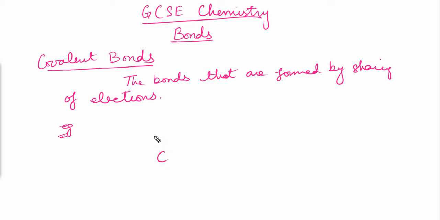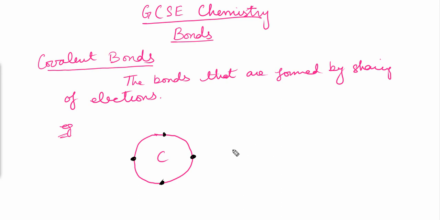For example, let's take the example of carbon. The carbon atom belongs to the fourth group of the periodic table, and it has 4 electrons in its outermost shell. 1, 2, 3, and 4. Now, in order to stabilize itself, this carbon will form bonds with the other carbon atoms. It is very hard for these carbon atoms to accept 4 electrons, and also it is very difficult for this carbon to give 4 electrons. So what does it do? It forms bonds with 4 other carbons.